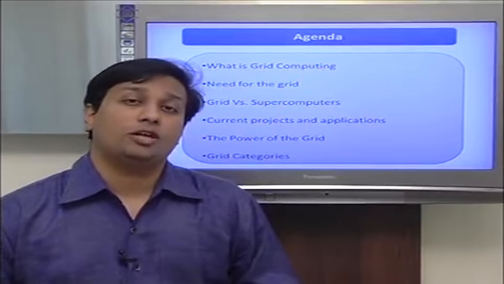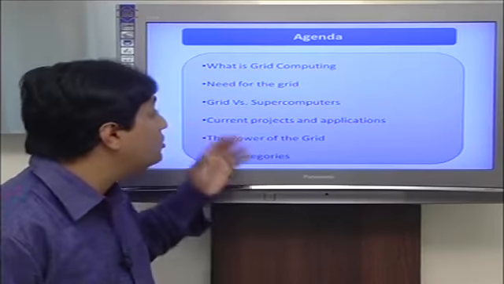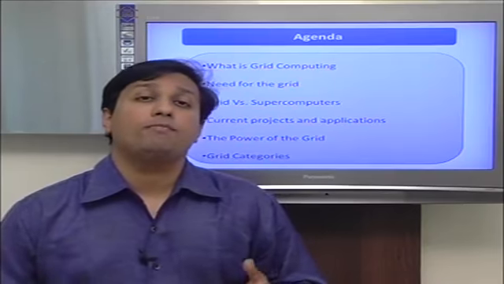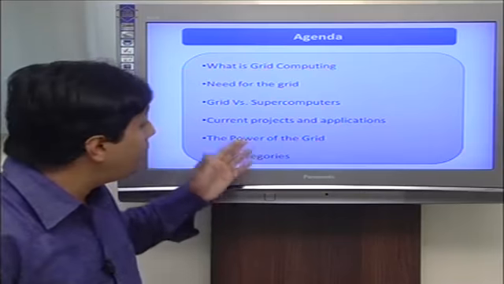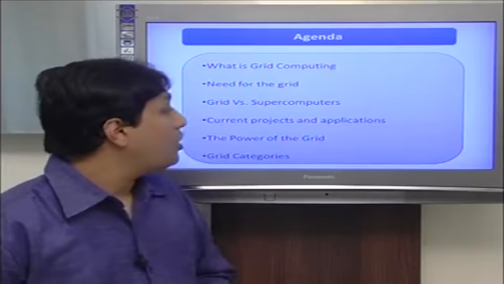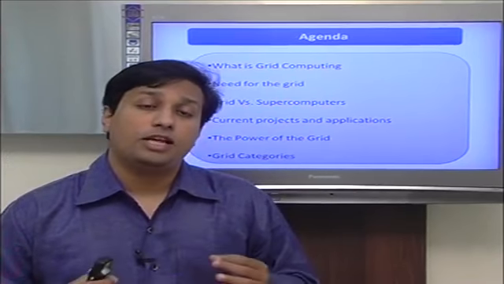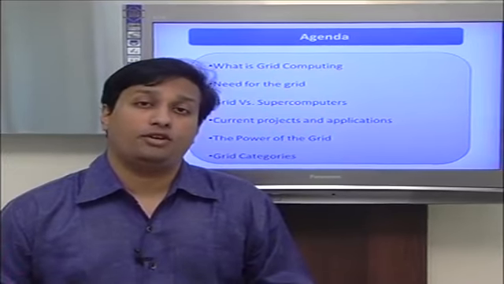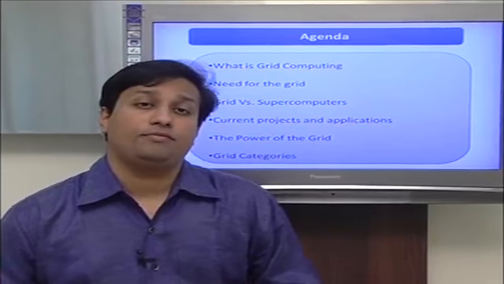Supercomputers are also a type of collective computing. We will look at what is grid computing as well and compare it to supercomputers. The next aspect on our agenda is the current projects and applications that are happening. These aspects will give you a clearer picture and understanding of the grid in action.